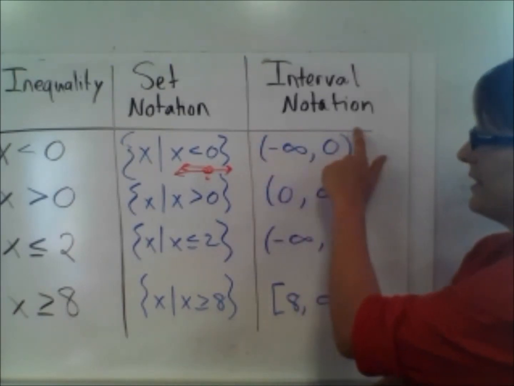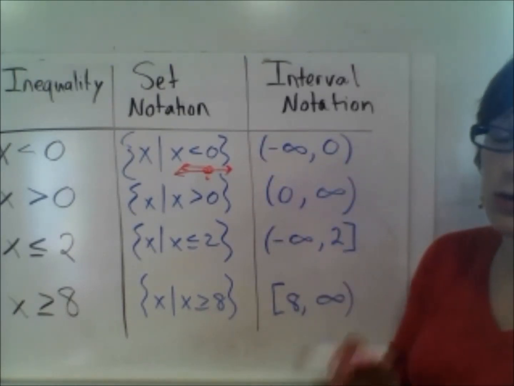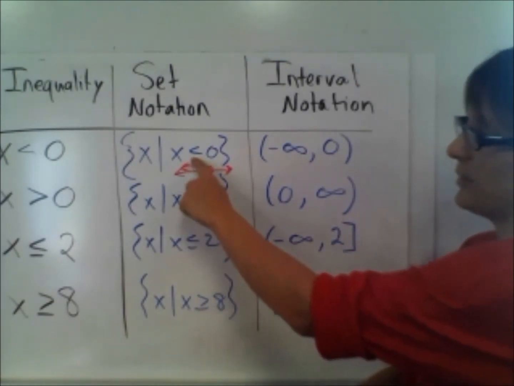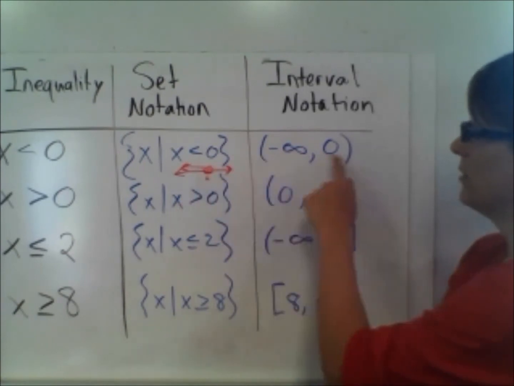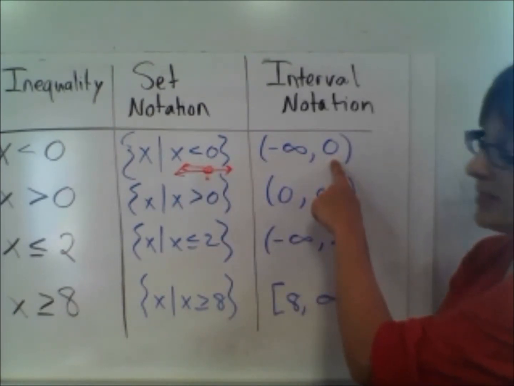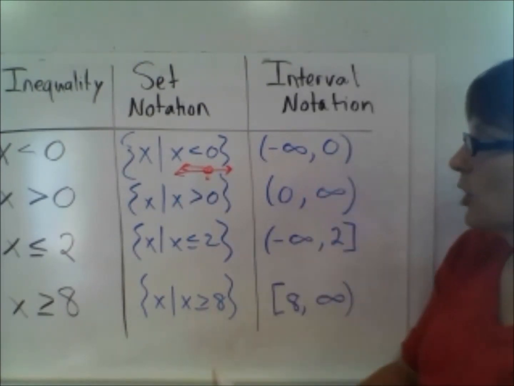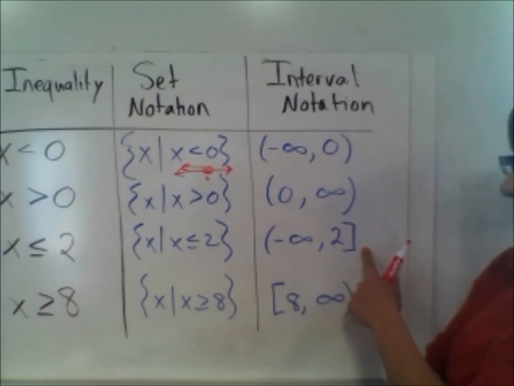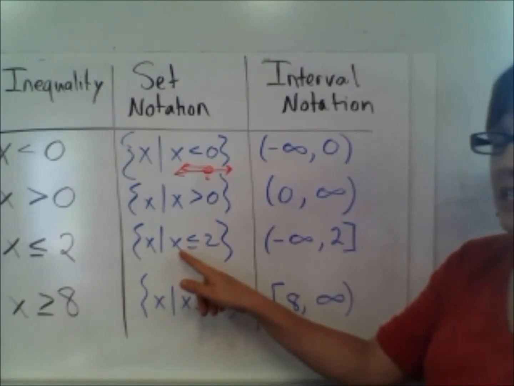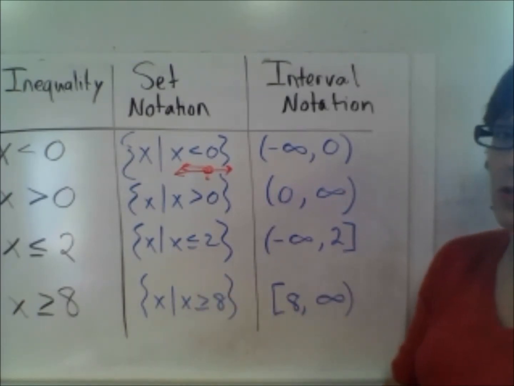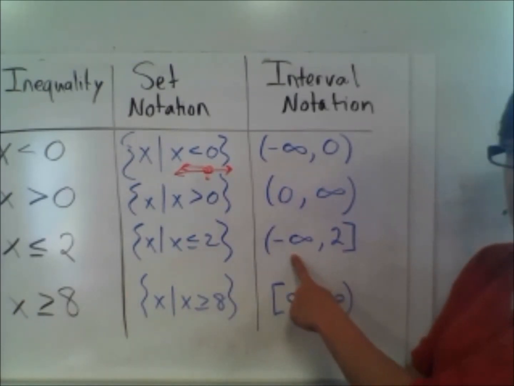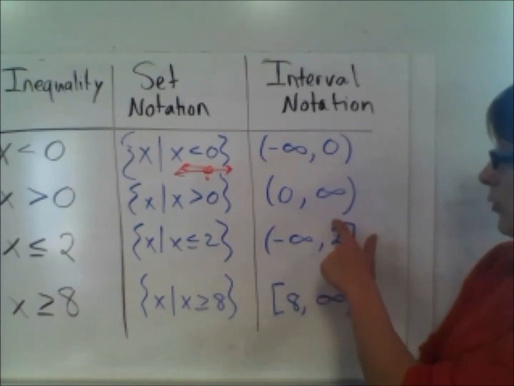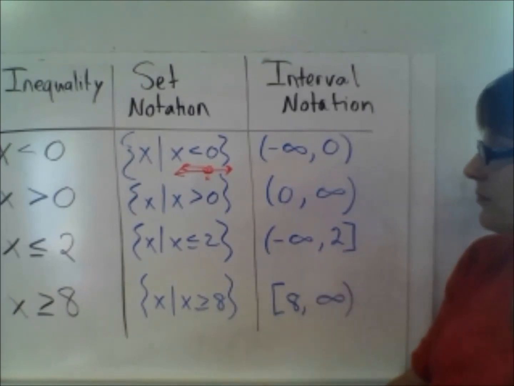You use parentheses when the smallest or largest possible value is not something you can ever equal. In this case, because there is no or equal to, your value can never be 0, so I use a parenthesis. When it can be equal, down here I've used a bracket. In this case, x is less than or equal to 2. So the smallest possible value, again, is negative infinity, and the greatest possible value is 2, which it can equal.